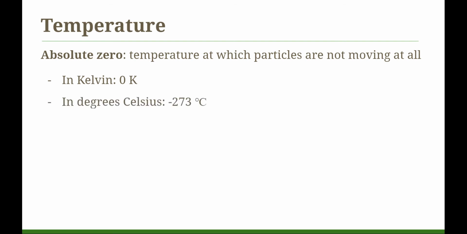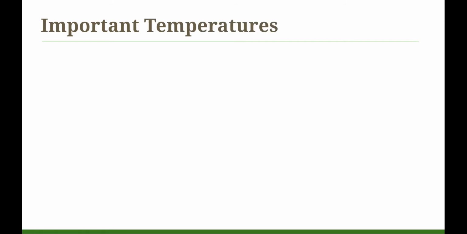But with Celsius, negative 273 degrees Celsius is absolute zero. It would be kind of weird to say, what's the temperature outside today? Oh, it's 400 degrees. So that's why we have the Celsius scale, because then all of the daily temperatures are somewhere around 20 degrees.